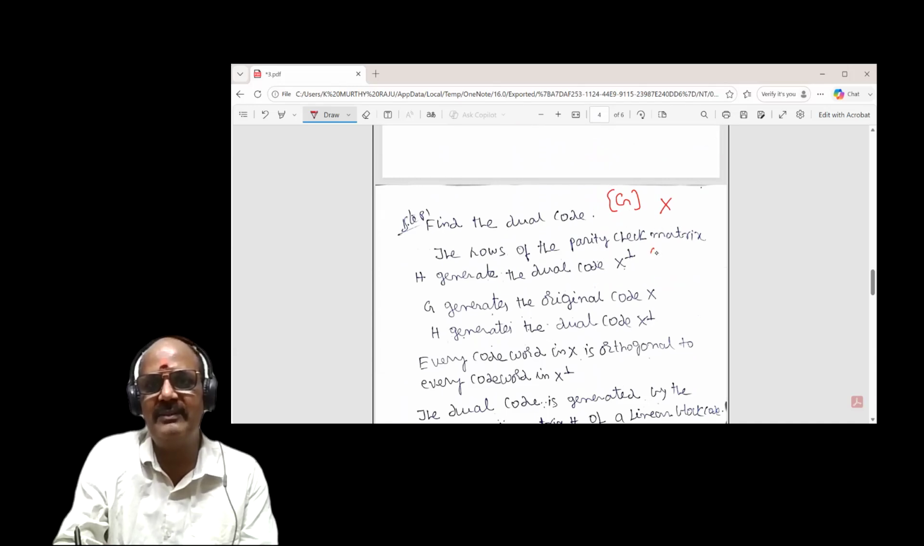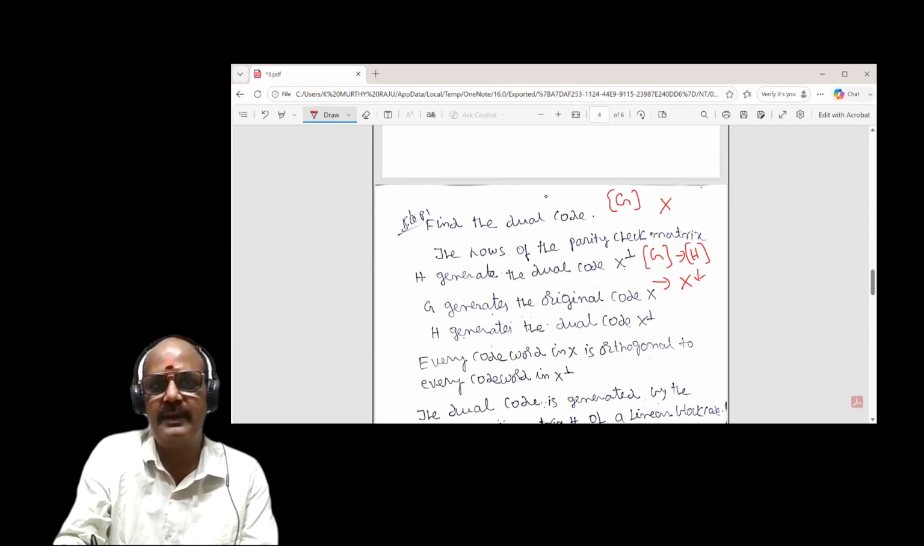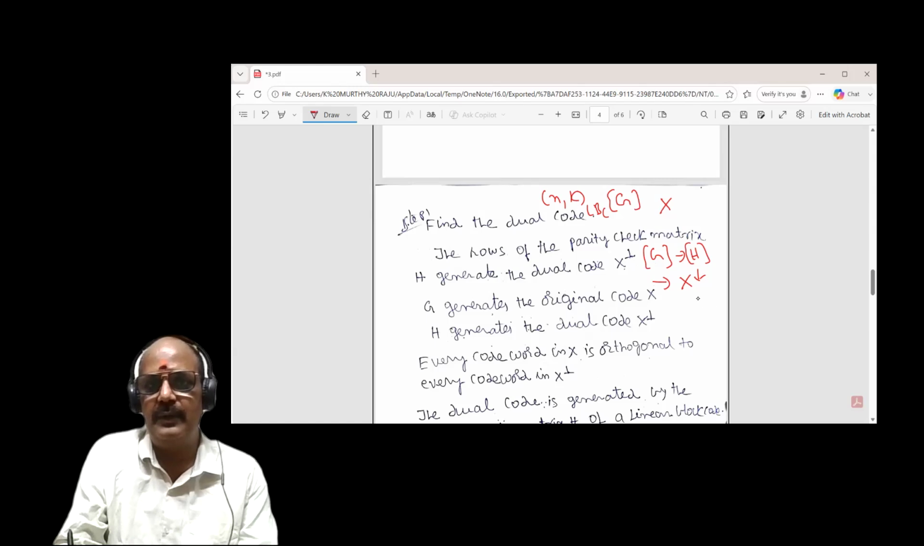The generator matrix is converted into the H matrix. The H matrix is converted into the dual code of the (N, K) linear block code. Later I will explain the importance of this dual code.